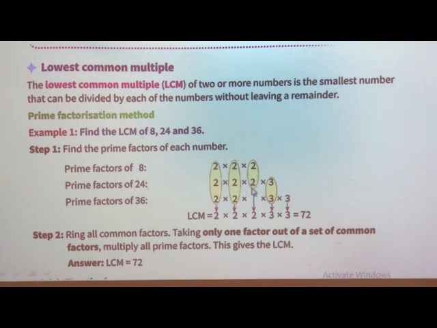Here we have only 2. We do not have 3 here. If it is 3 we can do the circle. And here only 3 are there, we do not have 3 in the factors of 8.